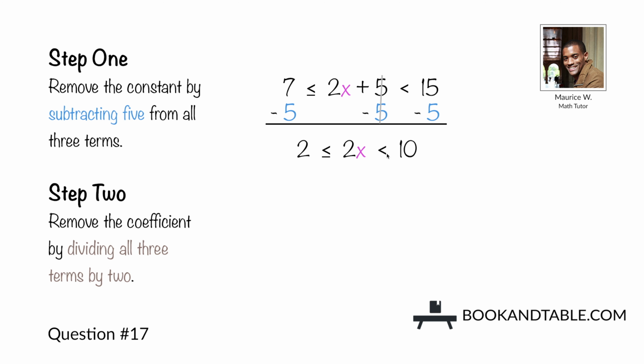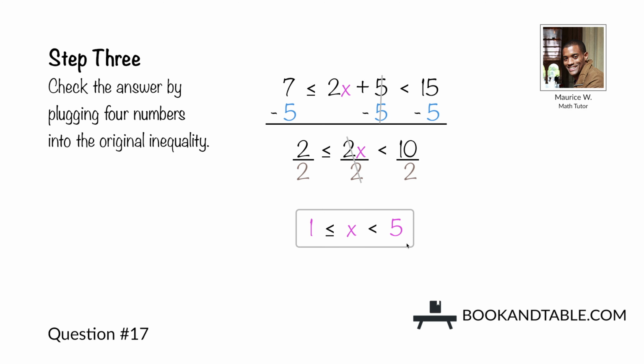Now we want to remove the coefficient, positive 2. So we divide all three terms by 2. 2 divided by 2 is 1. 10 divided by 2 is 5. Leaving us with 1 is less than or equal to x, which is less than 5. And now step 3, check the answer by plugging 4 numbers into the original inequality.